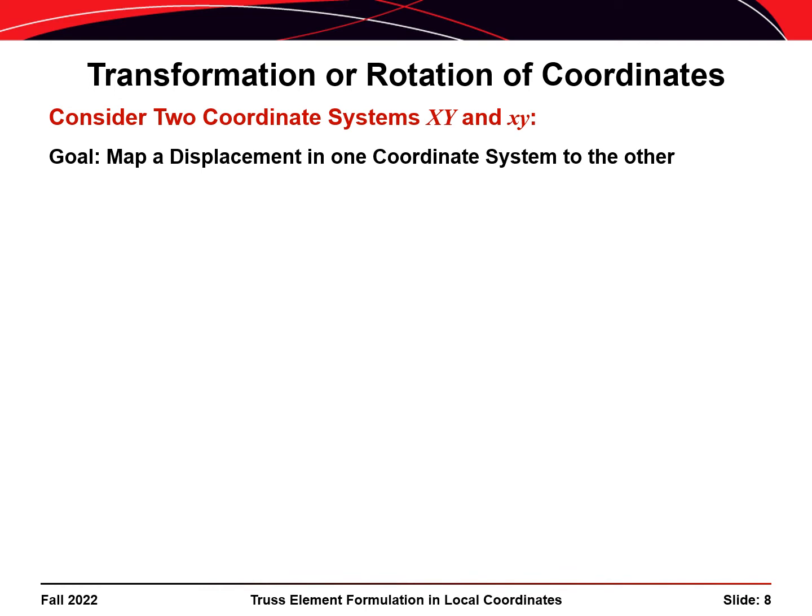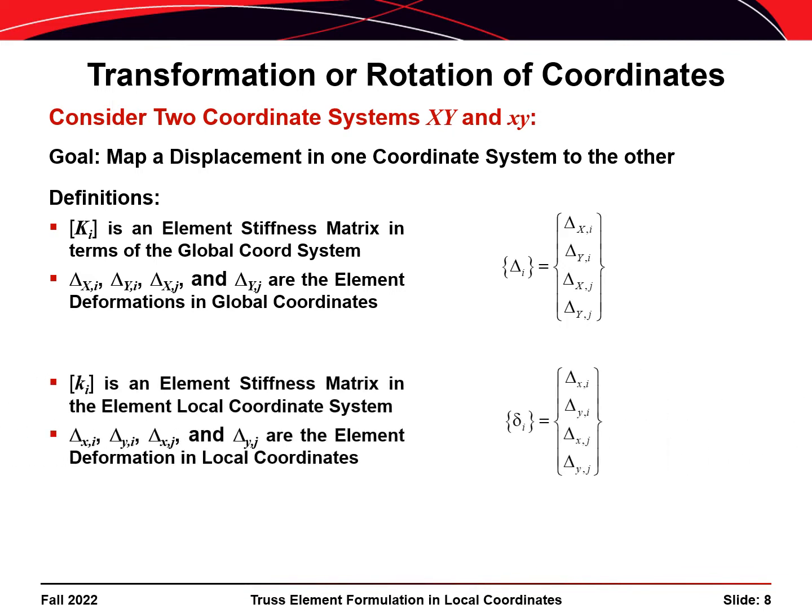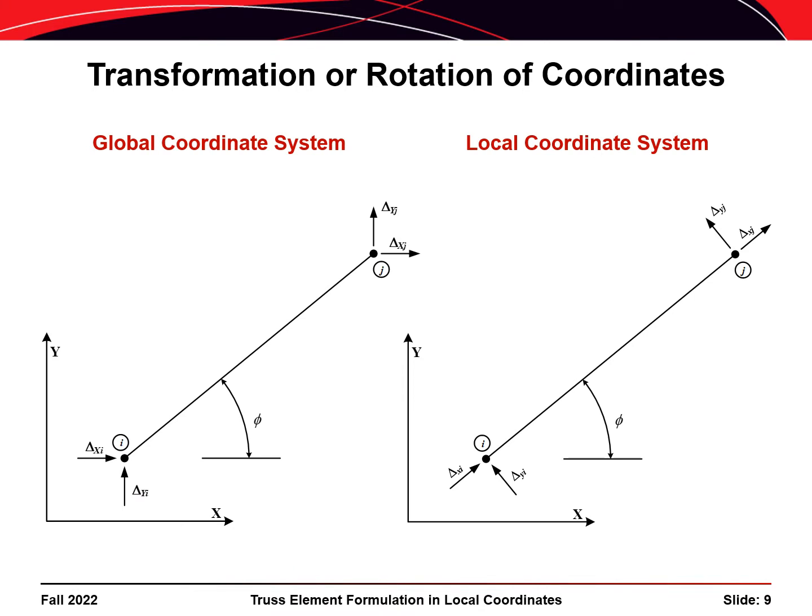One of the goals of this presentation is to develop a way to map displacements from one coordinate system to another so that we can work in whichever of the two coordinate systems is more convenient at any given time. My notation is to use a capital K and a capital delta to denote element stiffness matrices and displacements in the global coordinate system, and then use a lowercase k or a lowercase delta to indicate element stiffness matrices or displacements in a local coordinate system. The end displacements, or degrees of freedom, for a truss element are shown on this slide both in the global coordinate system on the left and in the local coordinate system on the right.